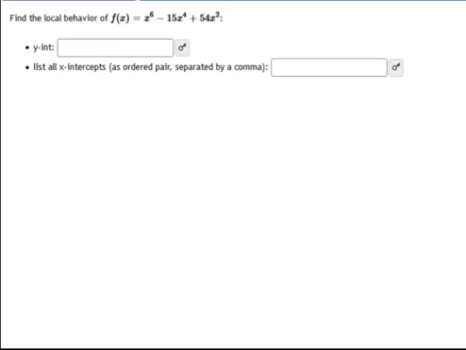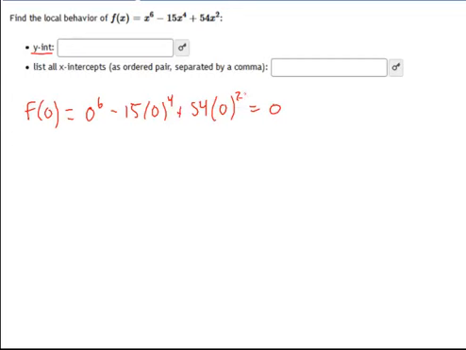To find the behavior of this graph, the first thing, if we want to know the y-intercept, is the y value when x is 0. So if we take the original function and evaluate it at 0, meaning we plug in a 0 everywhere there's an x, so 0 to the 6th, times 15, 0 to the 4th, plus 54, 0 to the 2nd. What we see here is that the overall value is 0. So our y-intercept is the ordered pair x is 0 and y is 0.